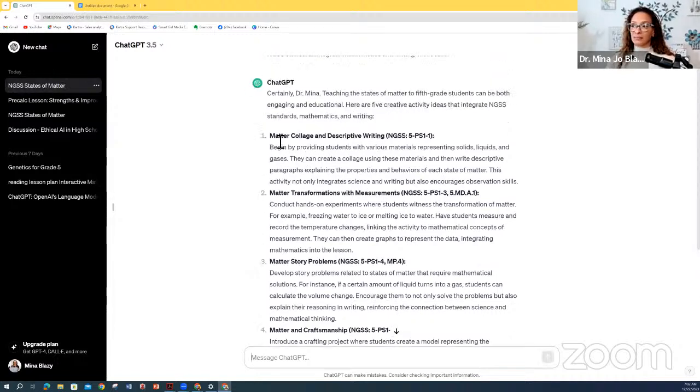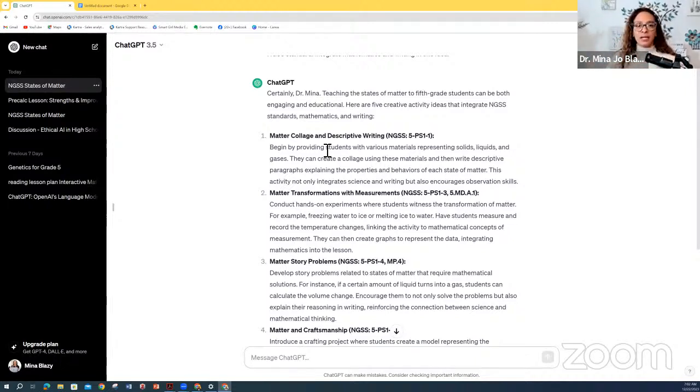Now, this is integrating the writing. Begin by providing students with various materials representing solids, liquids, and gases. When we think of solids, liquids, and gases, I have to just go there for a moment. It is not just water. We can have a solid, a liquid, and a gas in many things. My favorite is to talk about tin, because tin, if you melt it, immediately it melts, but then the moment it hits the surface, it dries. It becomes a solid. Okay, let's jump back.